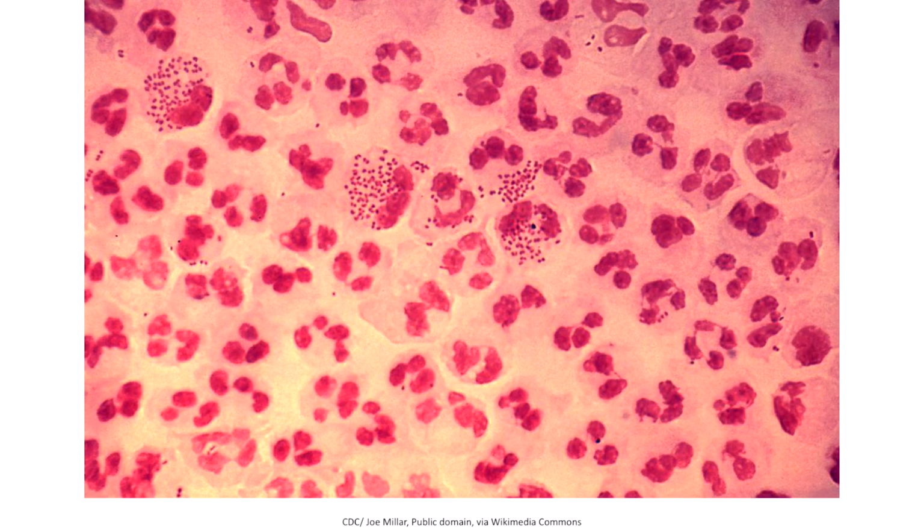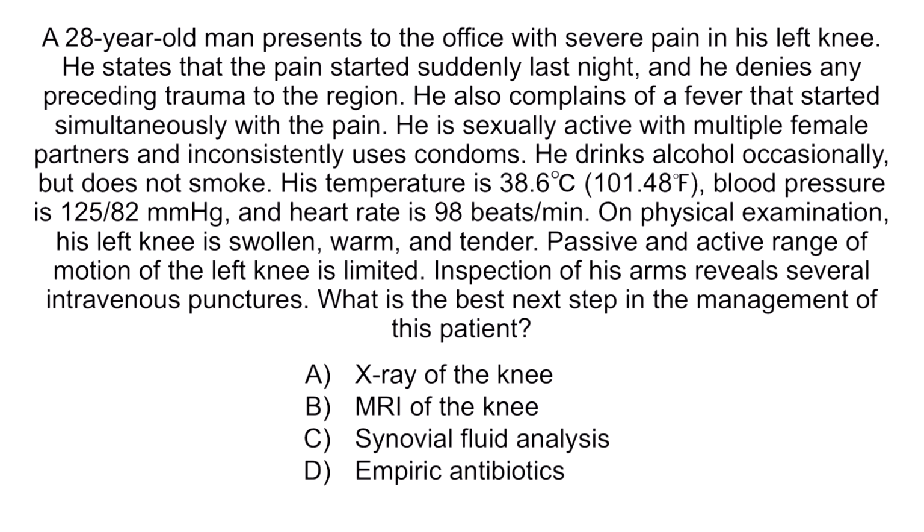Here's another microscopic slide with gram staining. It shows pink cocci distributed within and outside of neutrophils. The pink color tells us that the cocci are gram negative, and the likely pathogen in this case would be Neisseria gonorrhoeae. All right, let's wrap up with a final question.